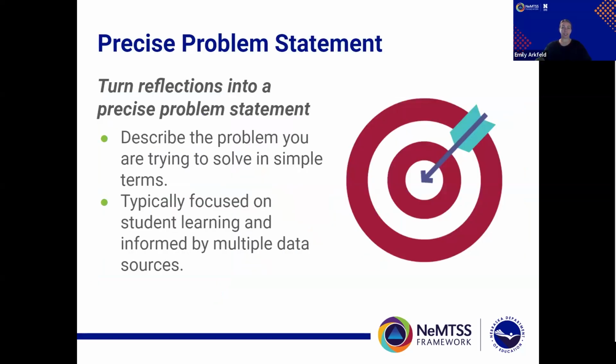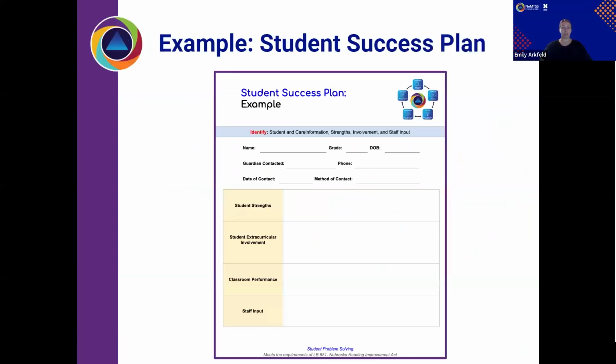During this identify step of the problem-solving model, your team will want to turn your reflections into a precise problem statement. A precise problem statement is a way to describe the problem you are trying to solve in simple terms. It is typically focused on student learning and informed by multiple data sources.